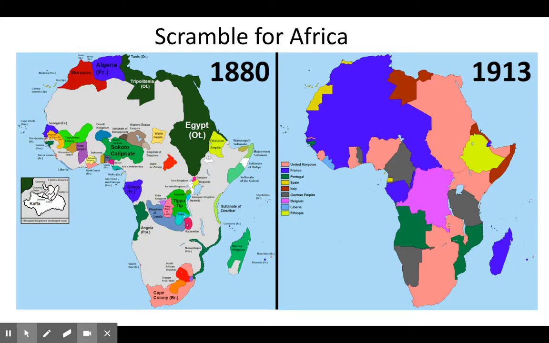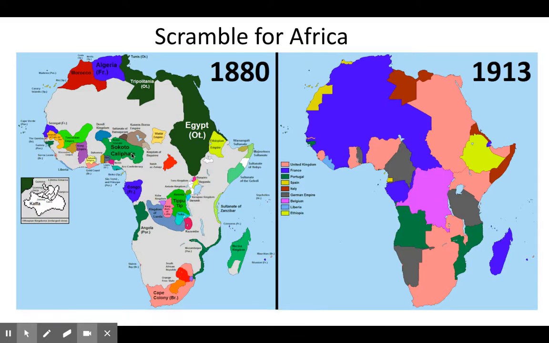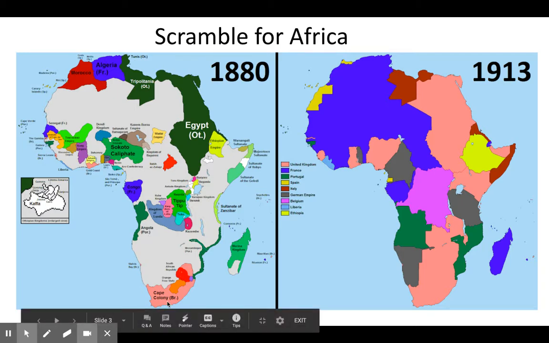is two different pictures of Africa, one taken in 1880 and the other in 1913. What this is showing you on the left is all of the different territories and kingdoms of Africa. So you can see there's the Sokoto Caliphate. You can see that there's the Congo. This looks like it's owned by France. Angola is owned by Portugal. Cape Colony is owned by Britain.